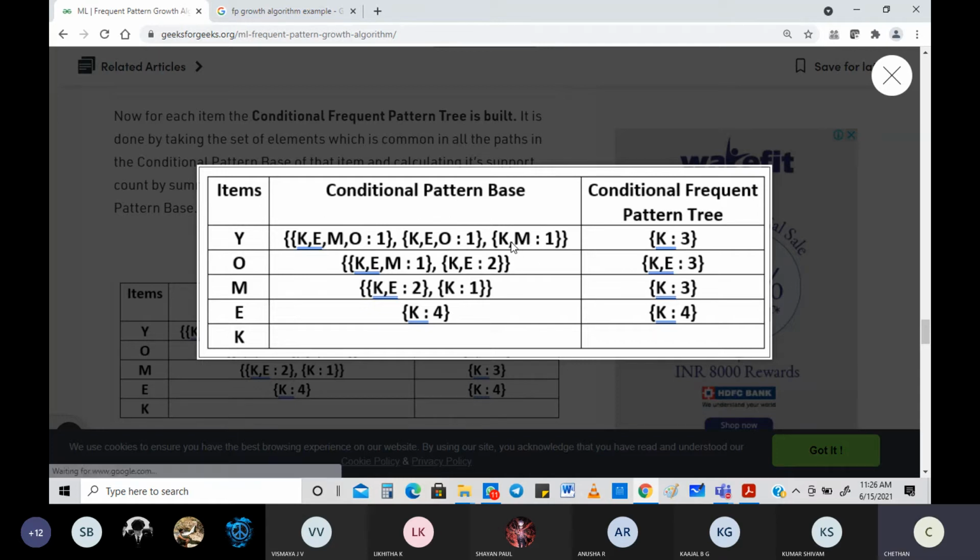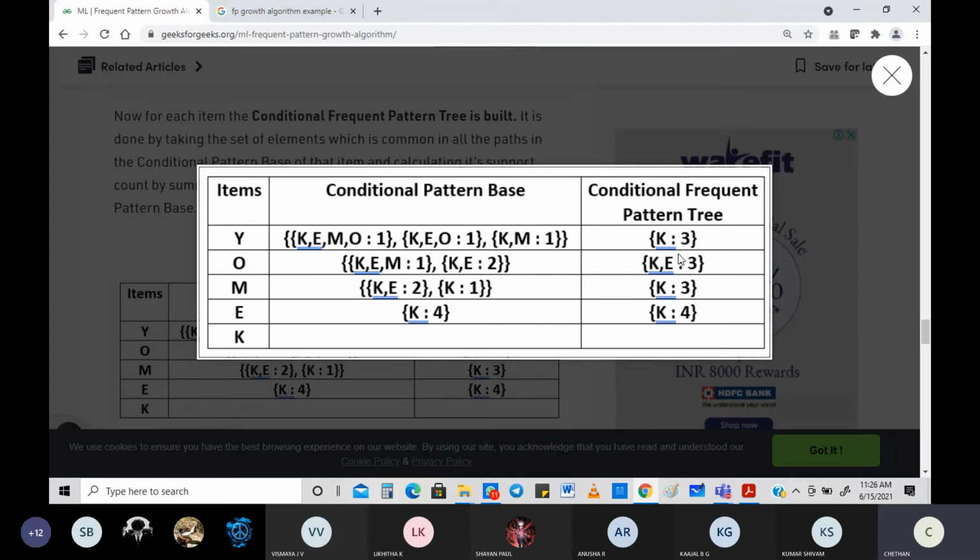Okay, it's not there. So what needs to be done? You need to take the one which is common. What is the only thing that is common? There is a K here, common. There's a K here, common. There's a K here, common. I've written that K in the conditional frequent pattern tree, K with a value 3. Very common. Then go for the second one, the second row represented by O.